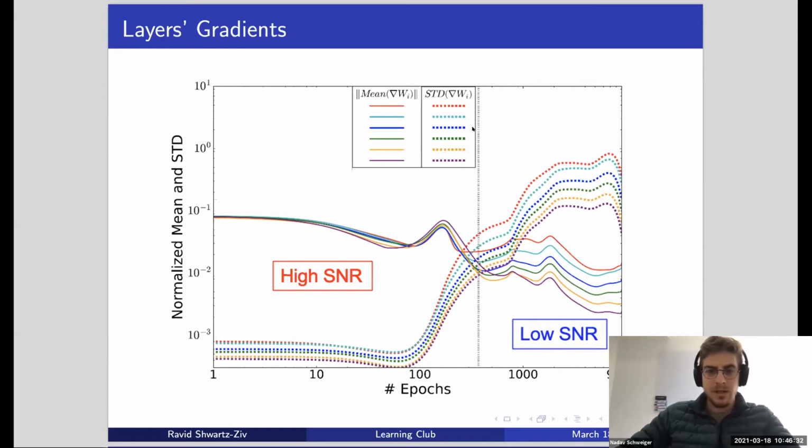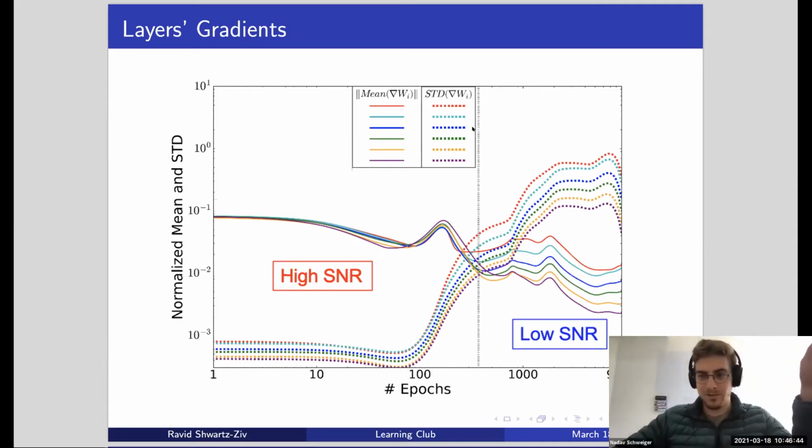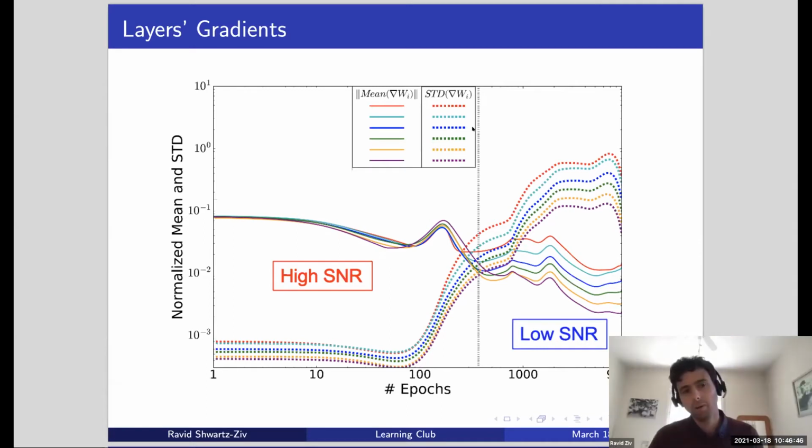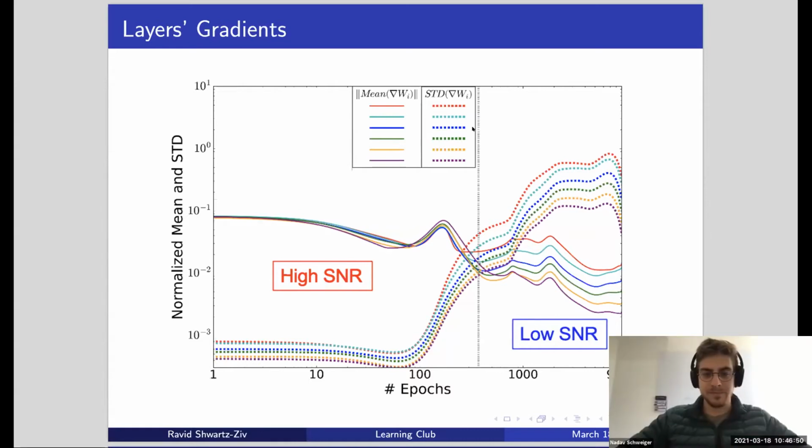I also have a question. Does this happen with different hyperparameters? I mean, if you change the learning rate, or maybe if you change the data or the task itself, is this true of neural networks in general? So I will talk about it a bit later. It's a very good question. I will talk about it later.